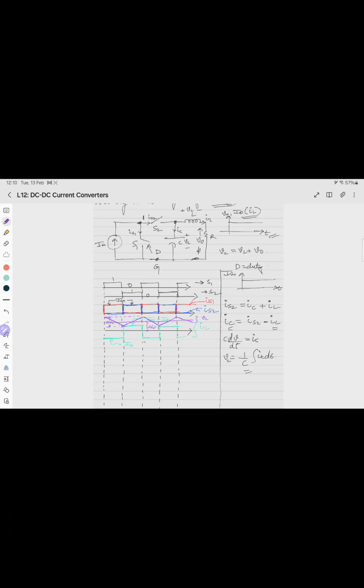Similarly, you can draw the current of the inductor, which is already drawn. So I naught, you can already draw I naught like this.